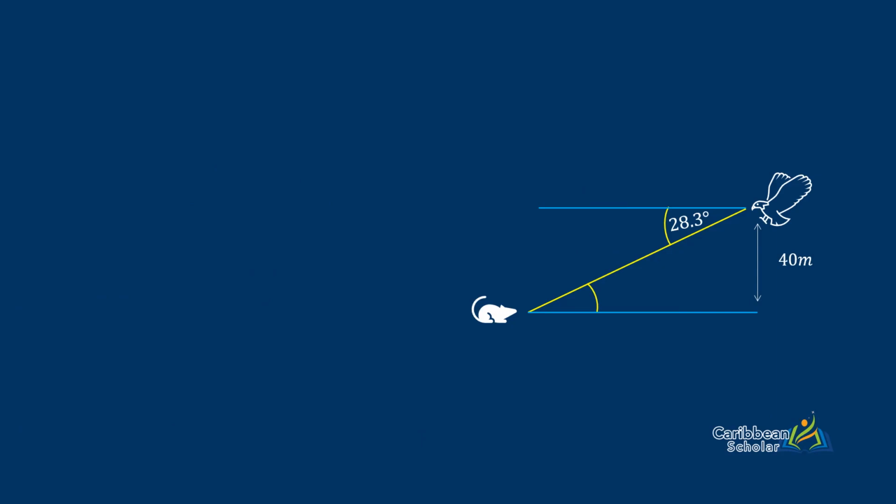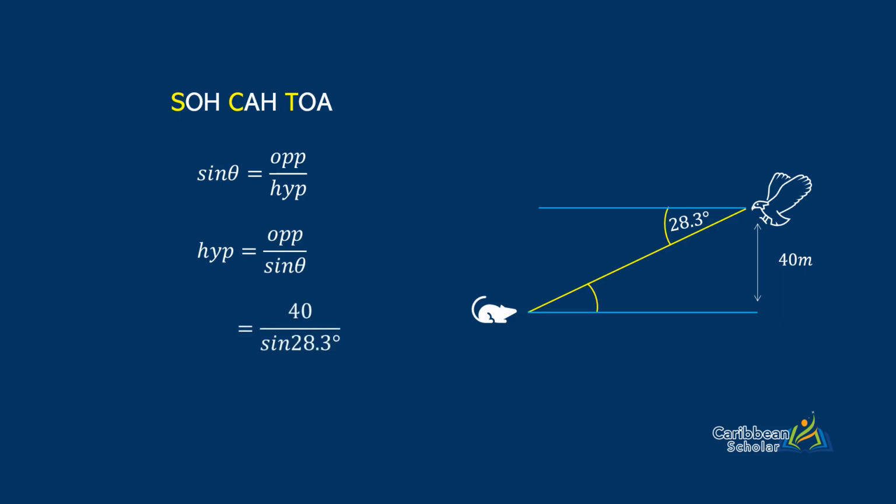Let's start by writing down our SOHCAHTOA. We want to find the slanted length, which is the hypotenuse. So, therefore, we want to use sine in this case. Let's write sine of theta equals the opposite over the hypotenuse. Now, we could rearrange this equation to get that the hypotenuse equals the opposite over sine. And now all we have to do is substitute in our values. So we have 40 over sine 28.3, and this tells us that the eagle is just about 84.37 meters away.